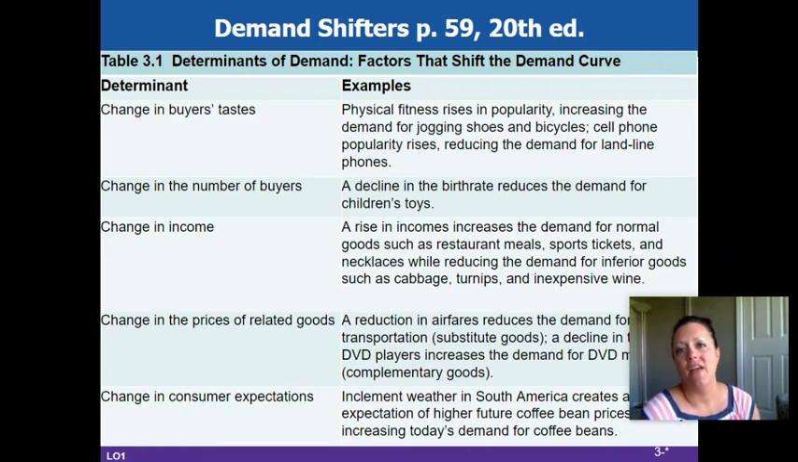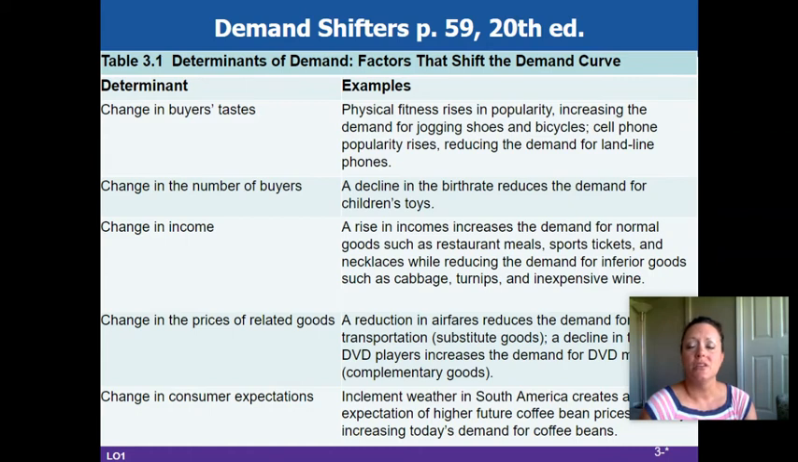Change in income refers to how much money people make. So if average household income goes up, generally demand for normal goods will go up. If income goes down, on the other hand, then demand for normal goods will go down. Demand for inferior goods will go up. So that's where the normal and inferior goods come into play.